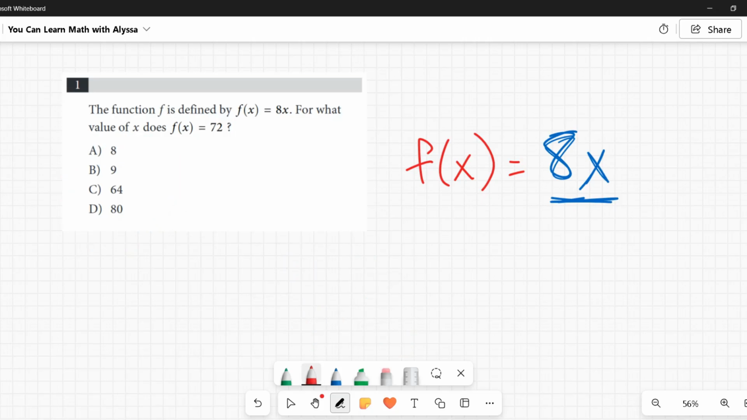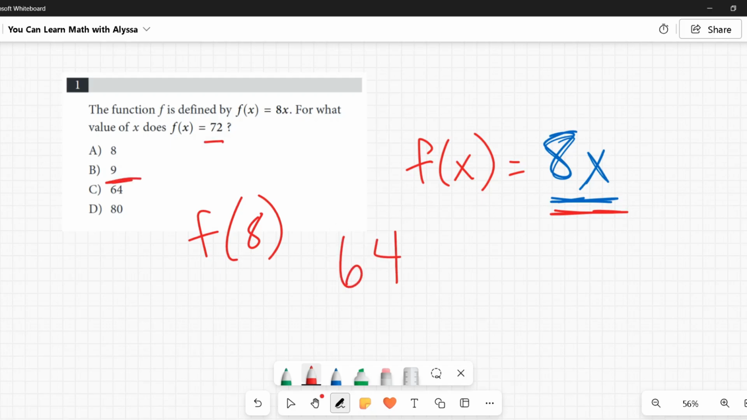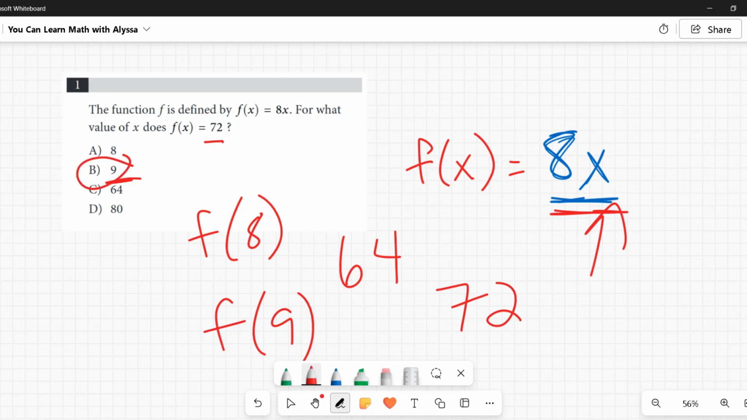You can just go down the list. What is f of 8? 8 times 8 is 64. That is not 72. All right, how about 9? What is f of 9? I plug it in there for x. 8 times 9 is 72. Oh, there we go. That's B.